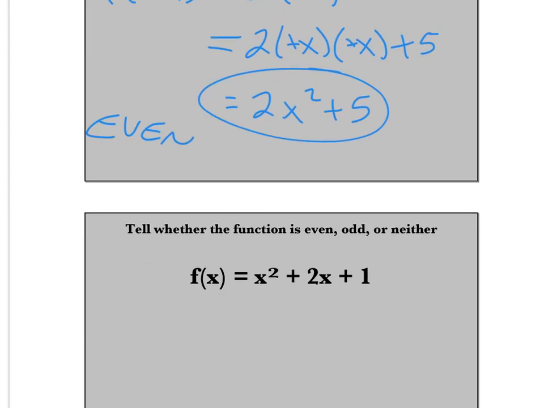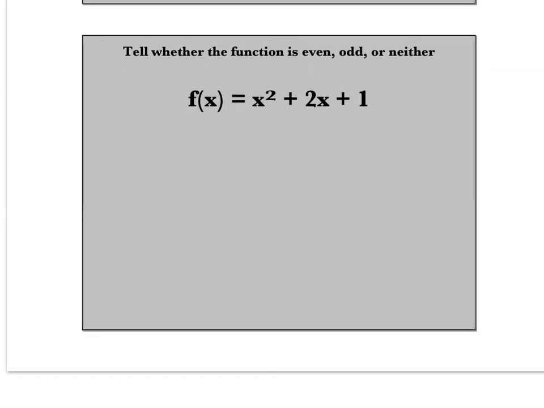All right, one more of these. Tell whether the function is even, odd, or neither. We have x squared plus 2x plus 1. So you take a minute and try this one. The f of negative x, what is that equal to? If you need to, pause the video, try that problem out, and then start it up again and I'll do the answer right away.